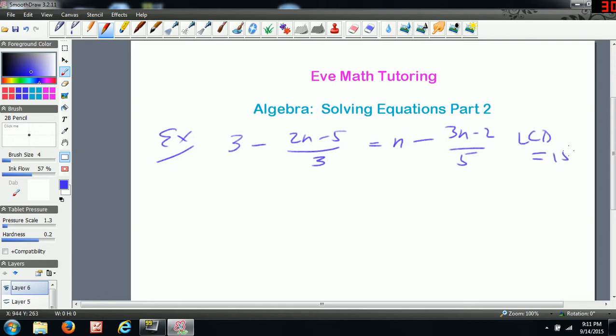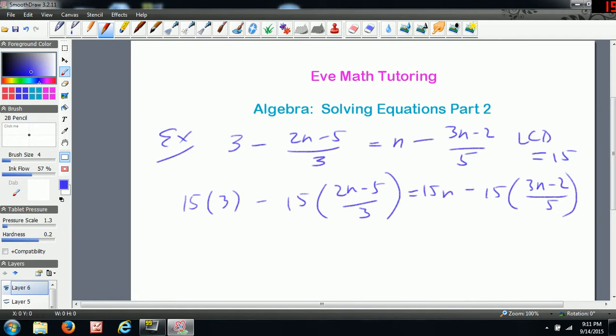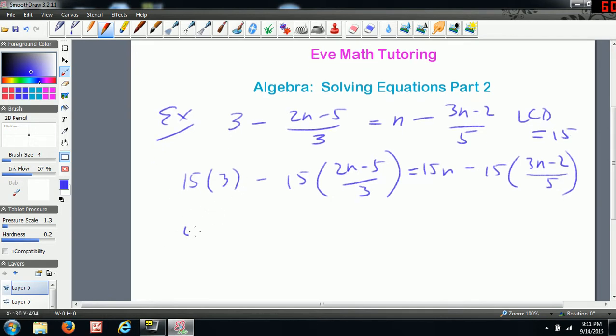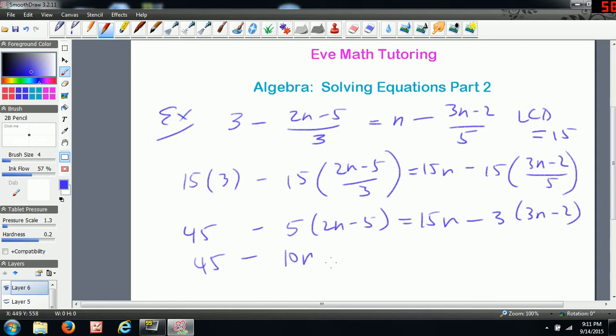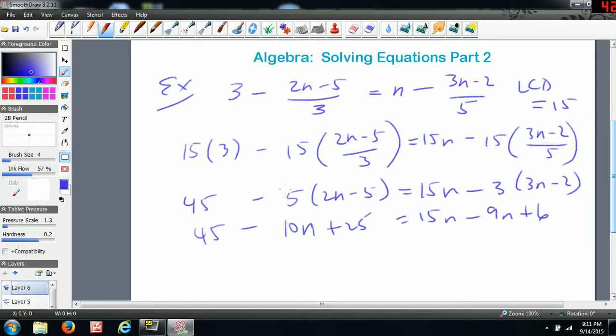Lowest common denominator is 15, so we multiply everything by 15. So when we do that, we get 45. 15 divided by 3 is 5. 15 divided by 5 is 3. 10n, negative 5 times negative 5 is plus 25. 15n, negative 9n plus 6.